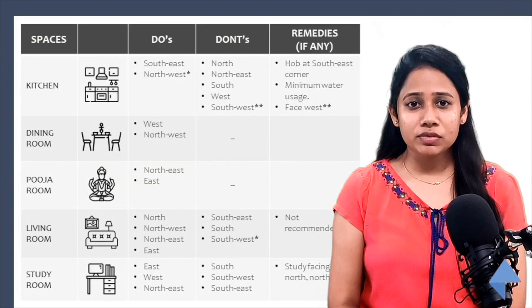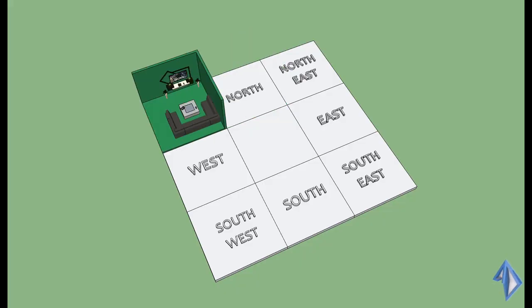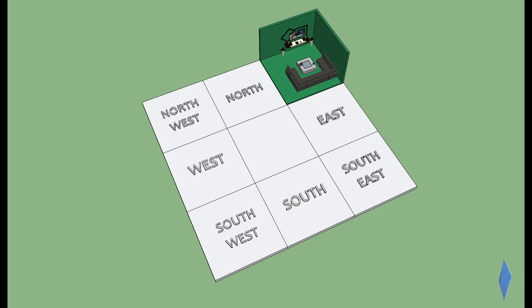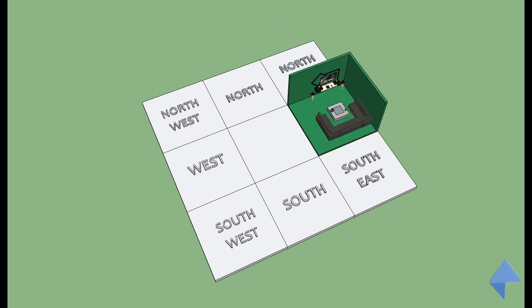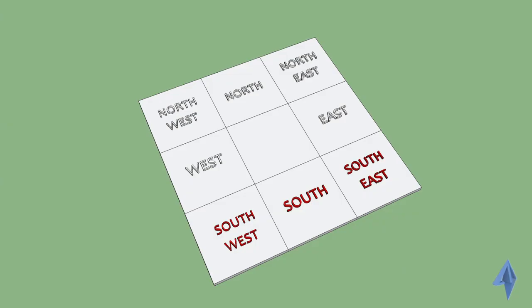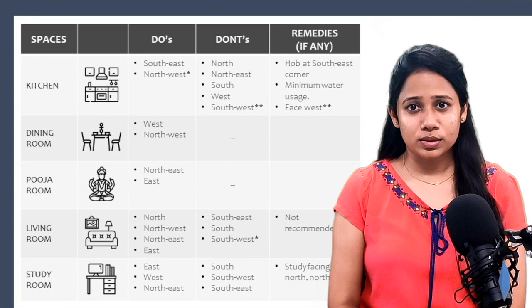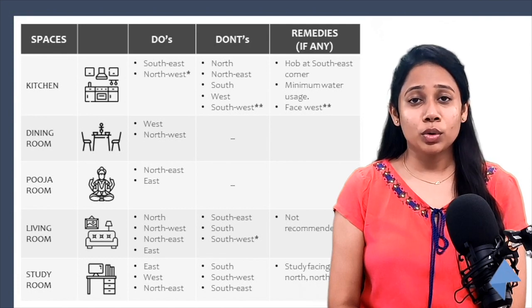The next space we will see is living room. You can place your living room in north direction, northwest direction, northeast direction and east direction. You should never place your living room in southeast direction, south and southwest. A living room in southwest is totally prohibited.